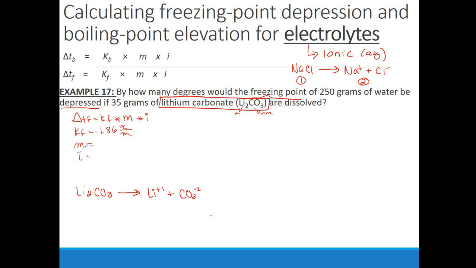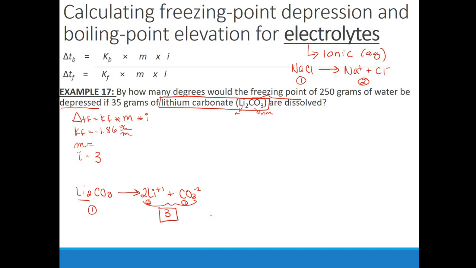So now we need to balance it. We need two lithiums. So for every one molecule we put in, we're going to end up getting 3 ions. We're going to get 2 from lithium and 1 from carbonate, giving us a total of 3. So we're going to get 3 barriers for every one molecule we put in.